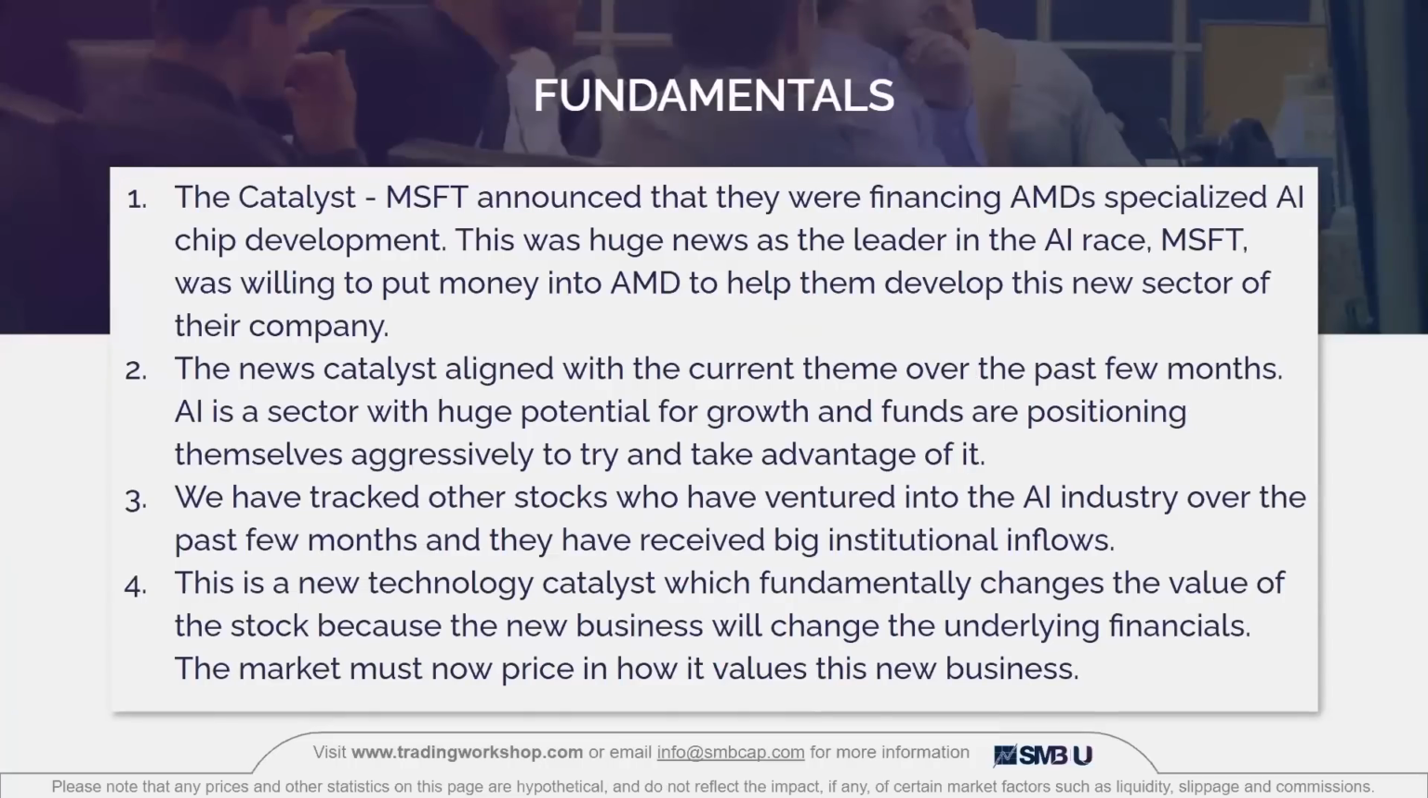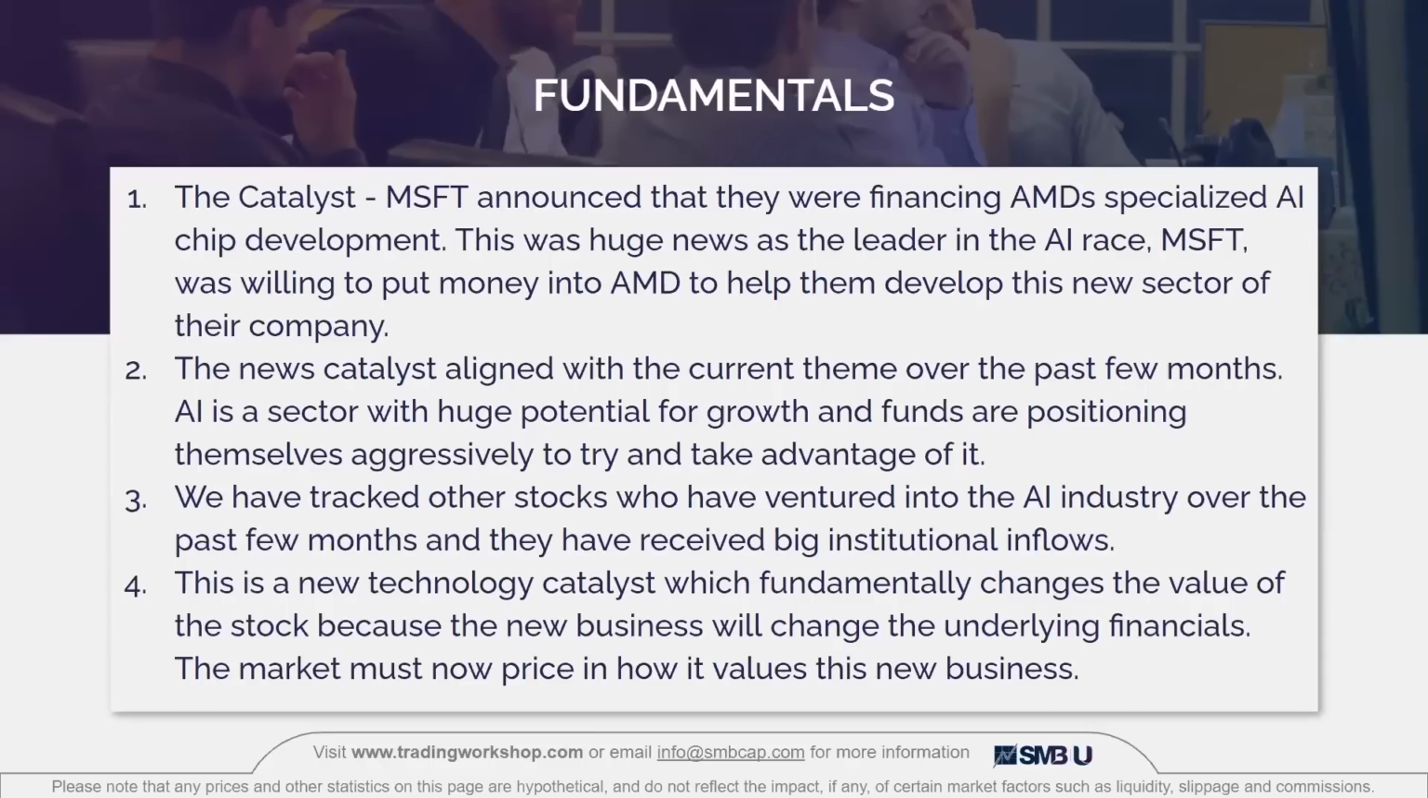With the fundamentals, the catalyst for this stock was the news that broke on May 4th. Microsoft announced that they were financing AMD's specialized AI chip development. This was pretty big news, considering AMD is one of the largest specialized chip manufacturers, and Microsoft is one of the industry leaders in AI, recently having got involved with OpenAI. It shows that Microsoft was willing to put money into AMD, betting on AMD's future as a leader in these specialized chips.